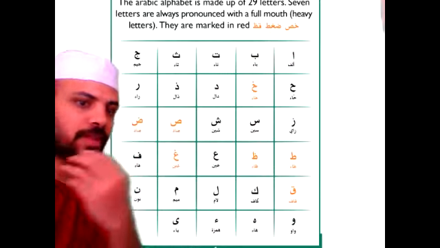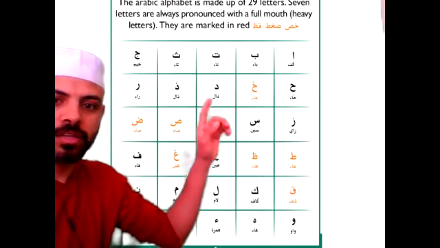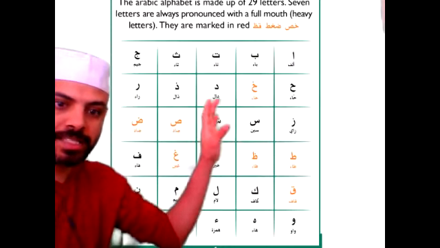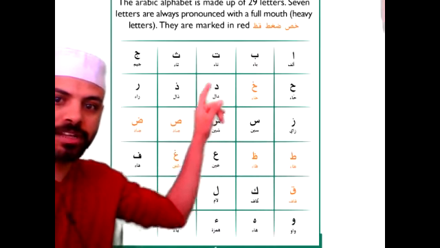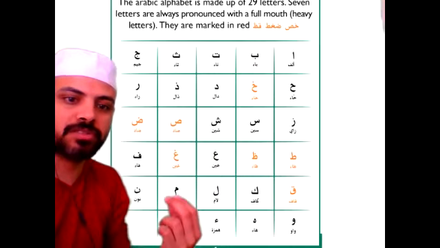To do that, you need to raise up the back of your tongue. Any other letters, the black letters here, should be light. Light means weak, with an empty mouth.